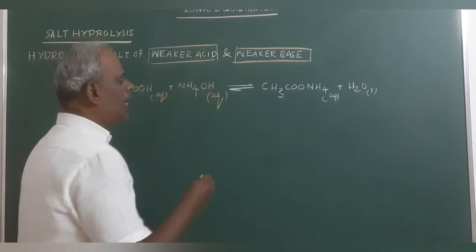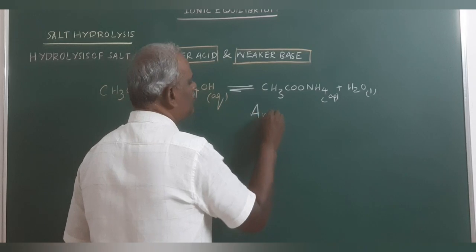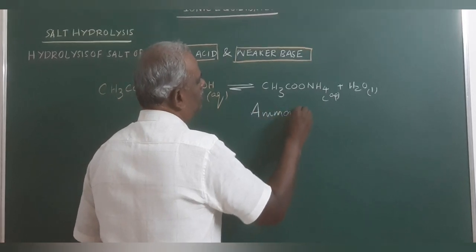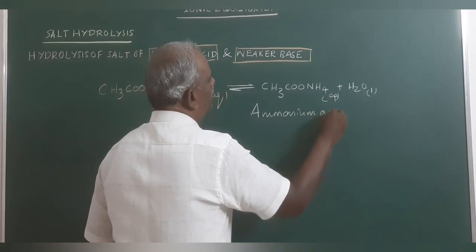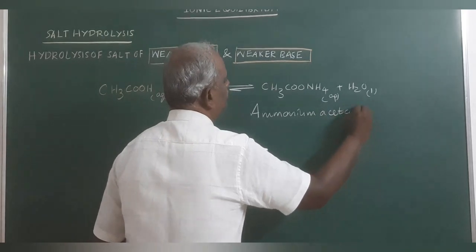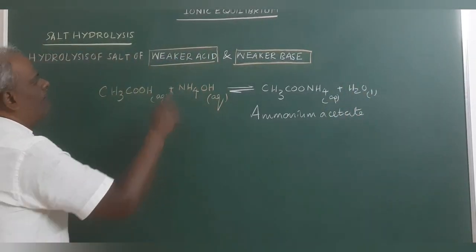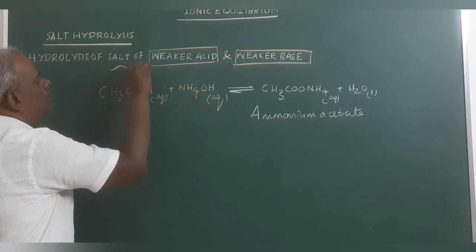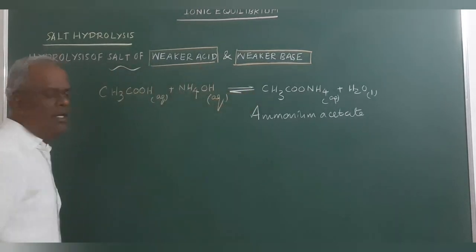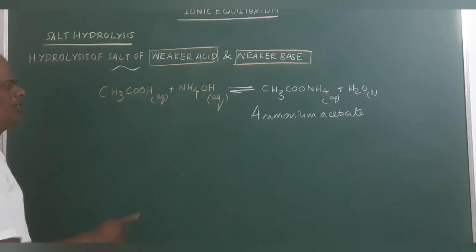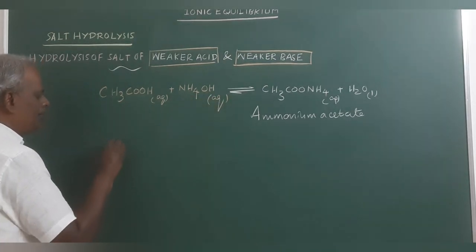The name of this salt is ammonium acetate. Yes, we are obtaining ammonium acetate. This ammonium acetate is the best example of this category of salt, the salt of weaker acid and weaker base. How does this get hydrolyzed?